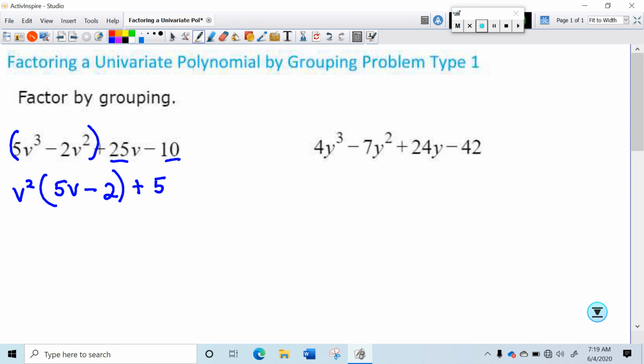So then you write down what's in the parentheses, 5b minus 2. You write down what's not in the parentheses. Those have to go together, b squared plus 5. And you are actually finished.